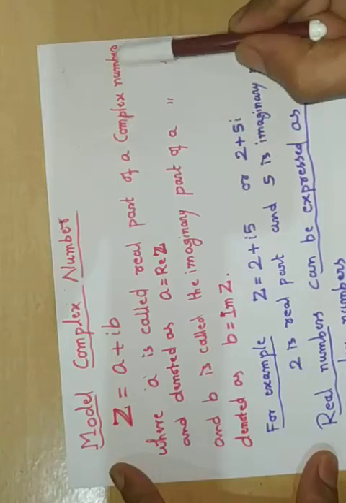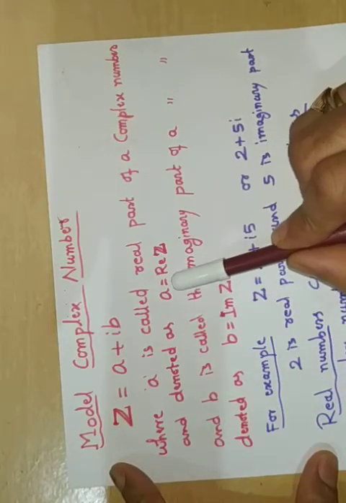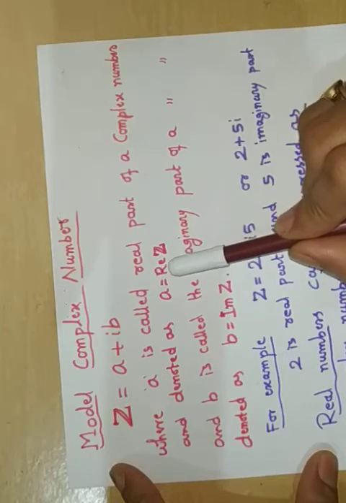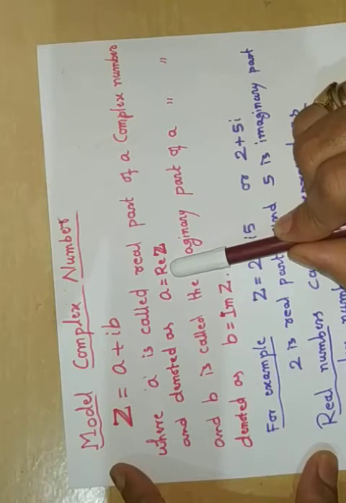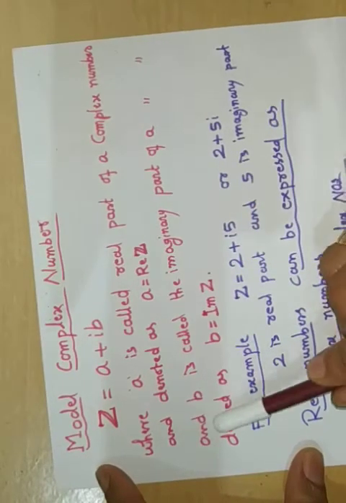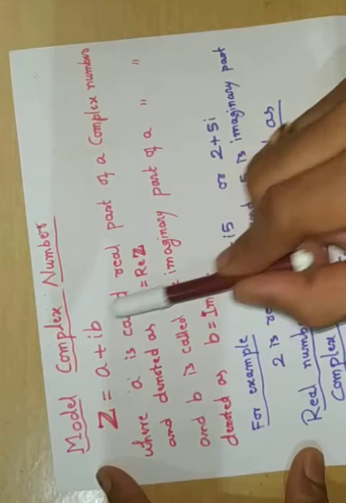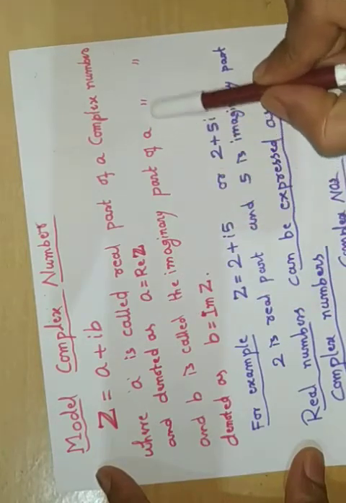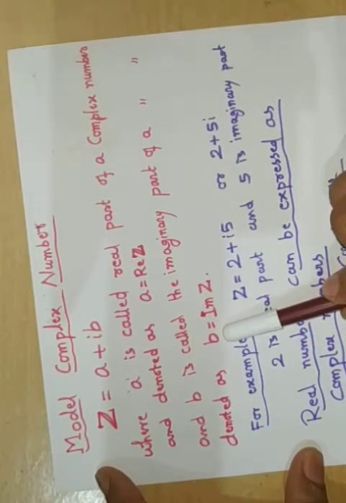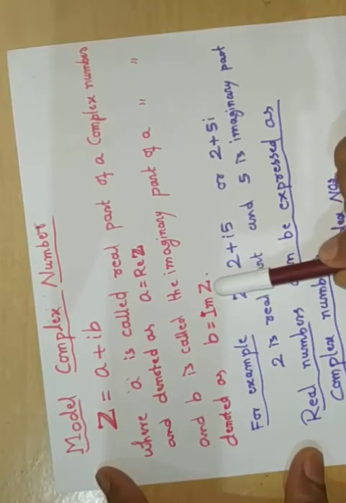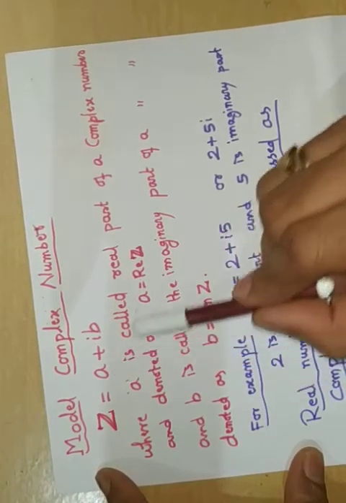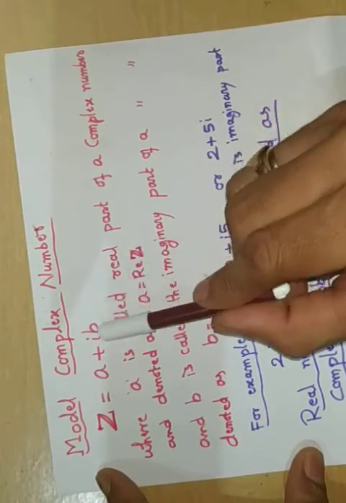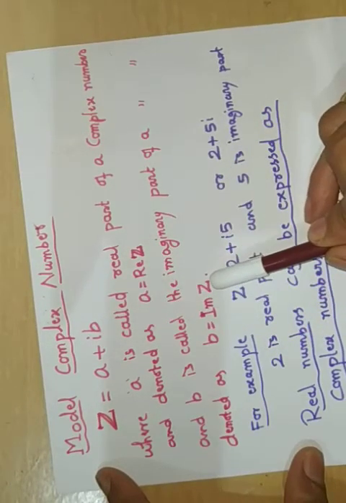of a complex number and denoted as a is equal to Re z. Re z means the real part of complex number z. A is the real part of complex number z, and b is called the imaginary part of a complex number, denoted as b is equal to Im z. Im means imaginary part of complex number z. So a is the real part of complex number z, b is the imaginary part of complex number z.